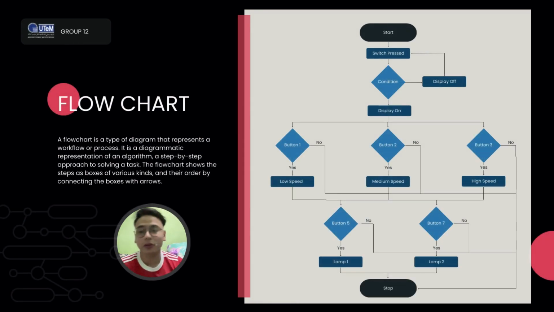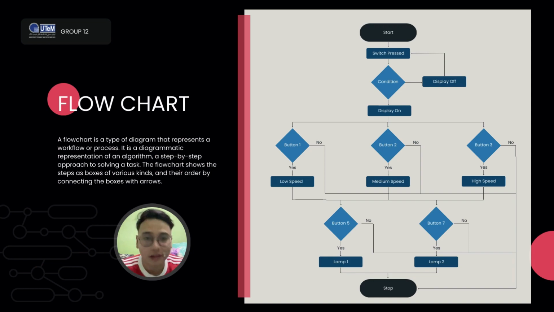Next one is the flowchart system of this project. A flowchart is a type of diagram that represents a workflow or a process. It is a diagrammatic representation of an algorithm, a step-by-step approach to solving a task. The flowchart shows the steps as boxes of various kinds, and their order by connecting the boxes with arrows.